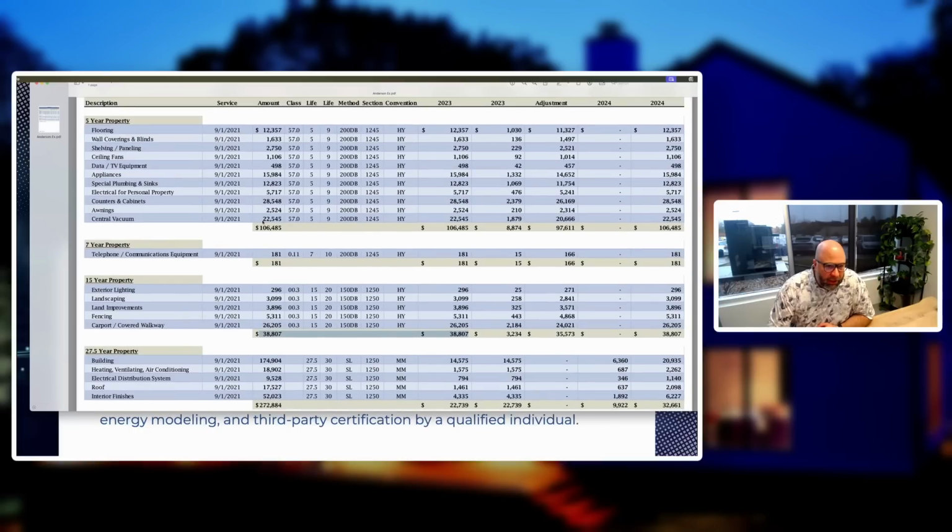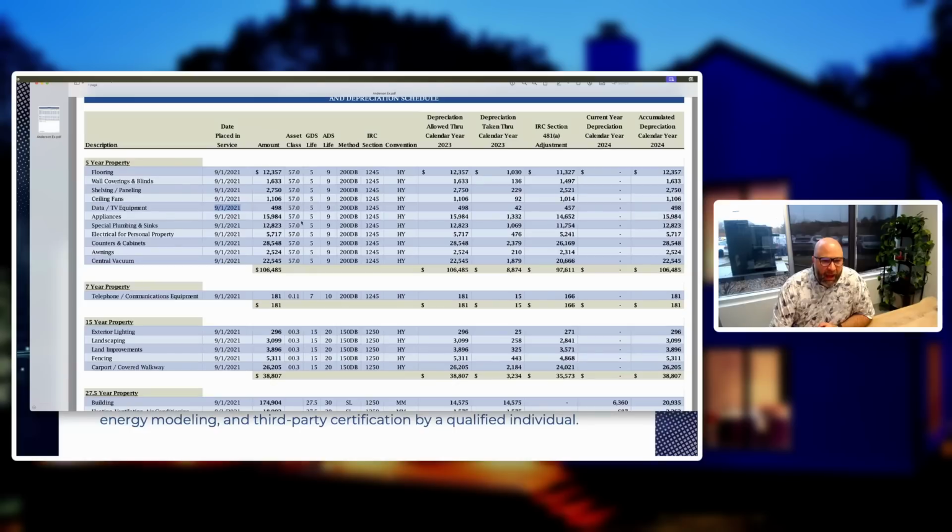But when we did a cost segregation study, remember this building was placed into service on 9/1 of 2021. So if you remember back to that bonus depreciation table, your bonus depreciation amount is dependent upon the year you put the building into service, not the year you do the cost segregation study. So because this building was placed into service during a period where there was 100% bonus, we were able to take 100%.